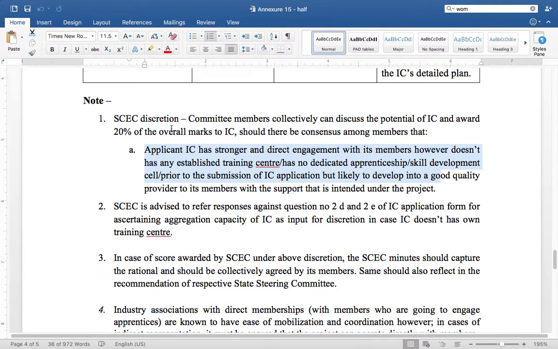So let's say in such a case, the industry applicant in the totality of other marks has got 15 marks. So 20% of the total marks is about 3. So 15 plus 3, 18.